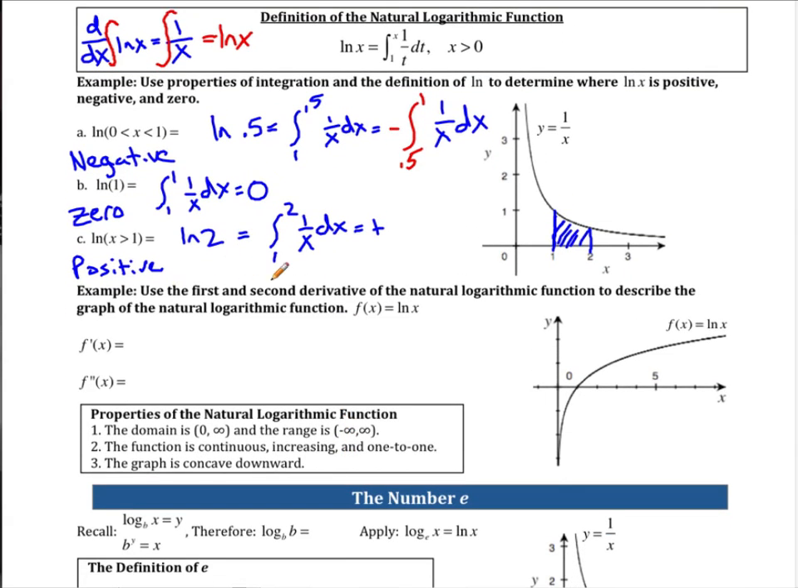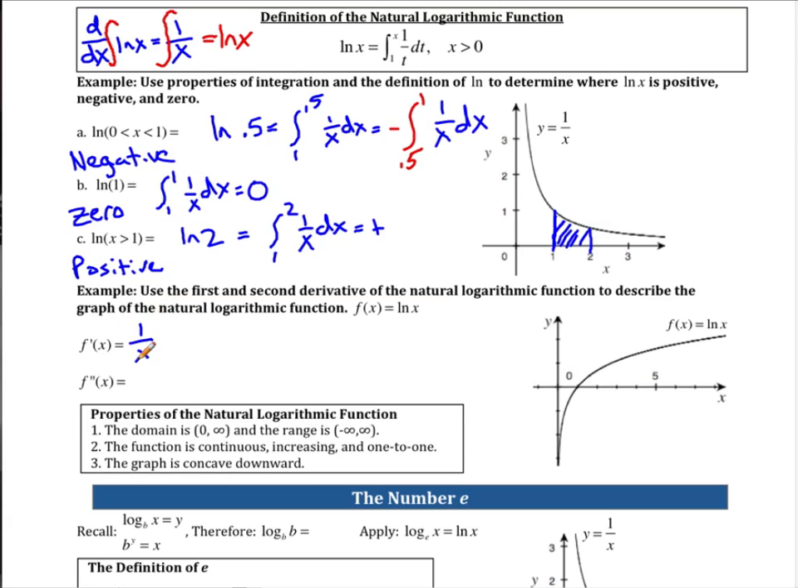Next, we want to use the first and second derivative of the natural logarithmic function to describe the graph of the natural log function. So here's f of x equals ln of x, and you can see this graph right here. And a graphing calculator can do this. But what we want to do now is find the derivative here. So what's the derivative of f of x? Well, we know the derivative of natural log is 1 over x.